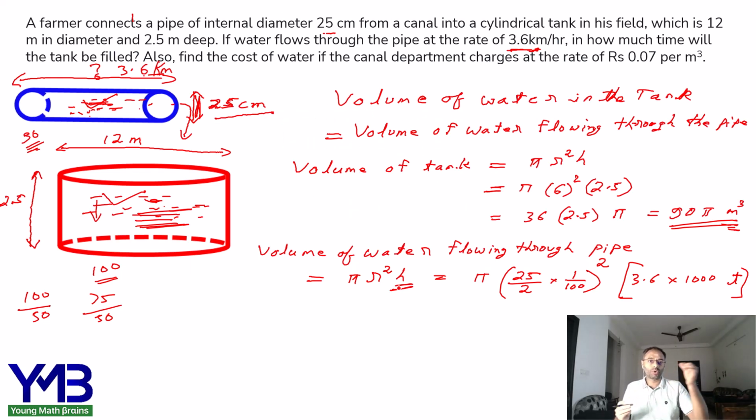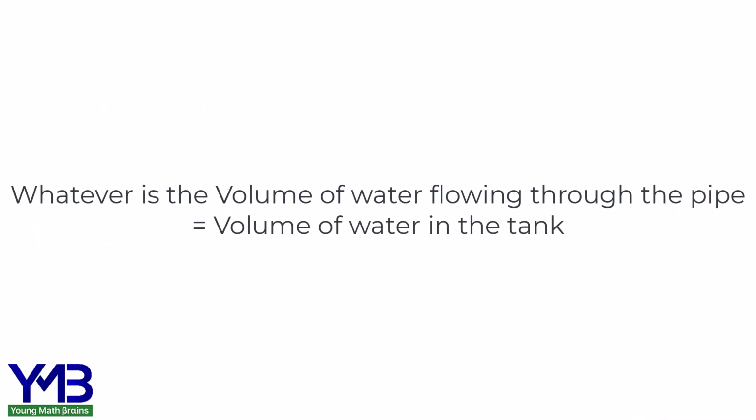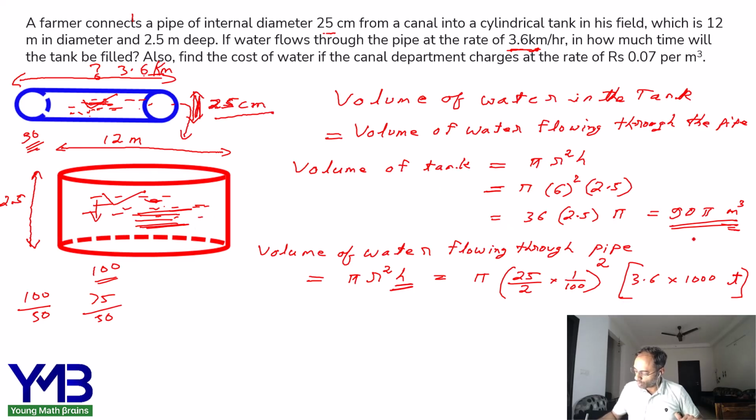Water just continues to flow at this fast speed of 3.6 kilometers per hour. Whatever is the volume of the pipe would be the volume of the tank as well, right? So just for comparing like to like, the volume of the tank and the pipe, we are using this equation. Now once we equate this, this is equation 1, the volume of the tank, and this is equation 2, the volume of the pipe.